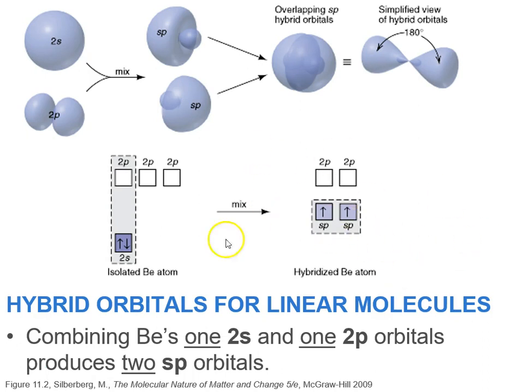So they mix, so we call them sp, so we can show that it consists of one s and one p, and you always get the same number. So if I take two atomic orbitals and mix them, I get two molecular orbitals. And there's a picture shown right here.